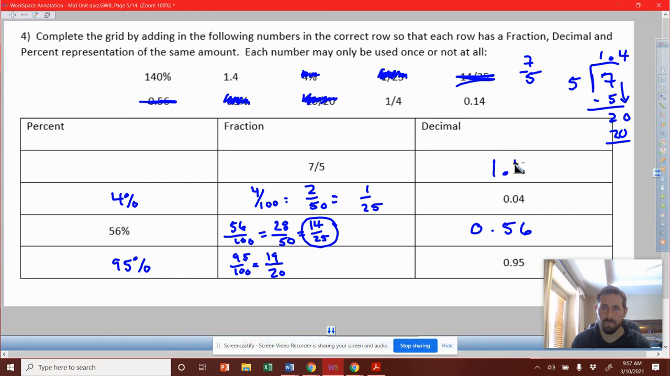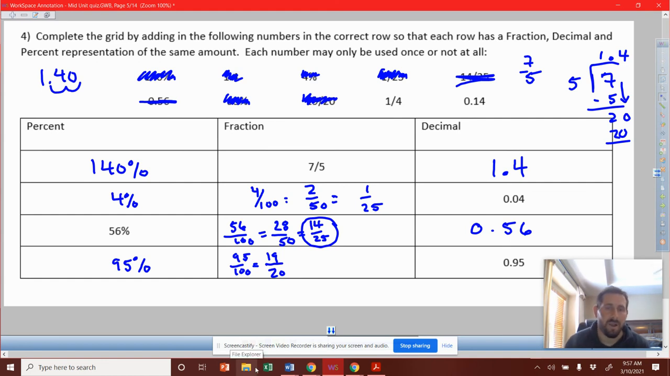So this is a 1.4 as a decimal. So I'll use that guy. And then to take my decimal, 1.4, and to turn it to percent, I'm going to move it 2 spaces. So I should get 140%. So I'll cancel that guy out.